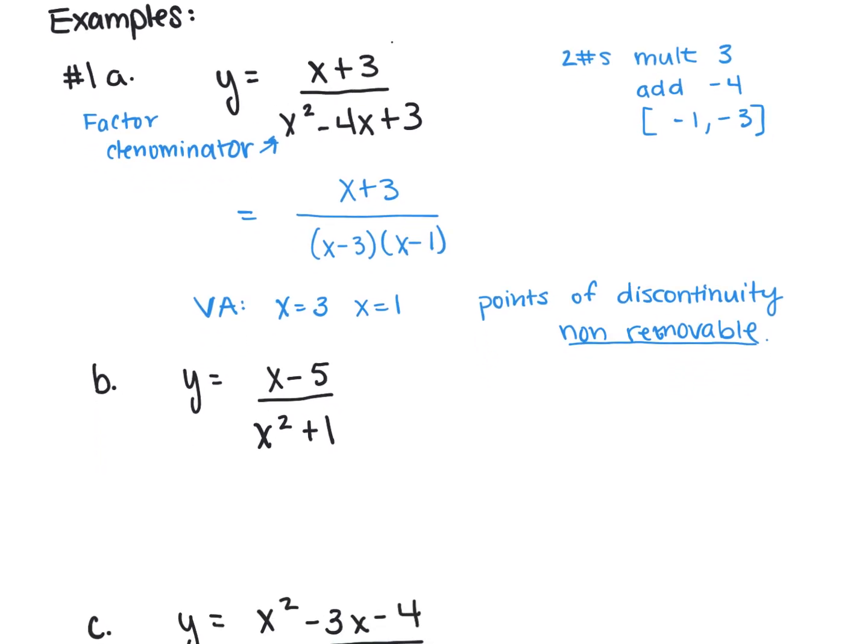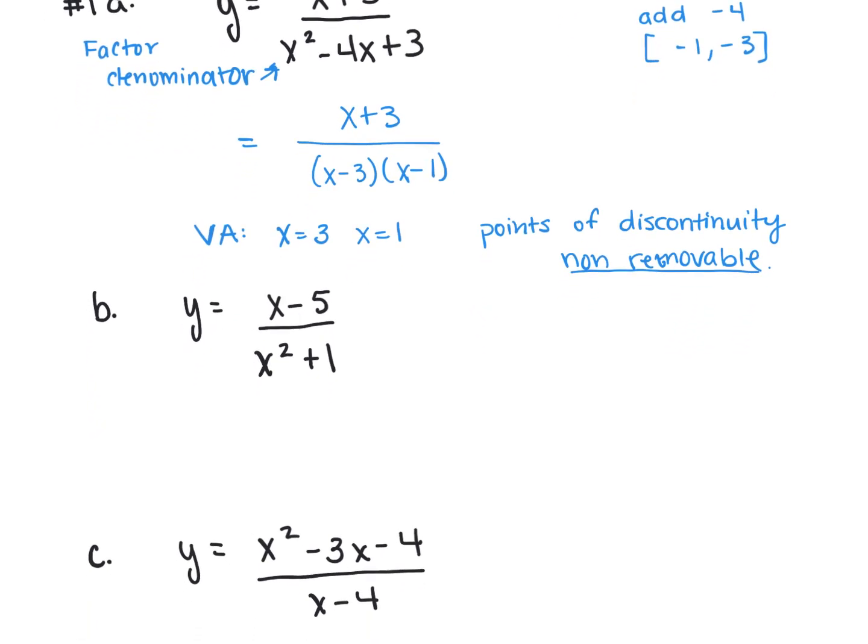All right, let's move on to number 1b. So here we have the function y equals x minus 5 over x squared plus 1. Now, this denominator, we cannot factor that quadratic. So we're going to look at it on a graph. So you'll take your calculator, or if you're learning at home, you can go to Desmos, go to y equals, and we want to have x minus 5 on our numerator. We want to have x squared plus 1 on our denominator, and then we can graph it.